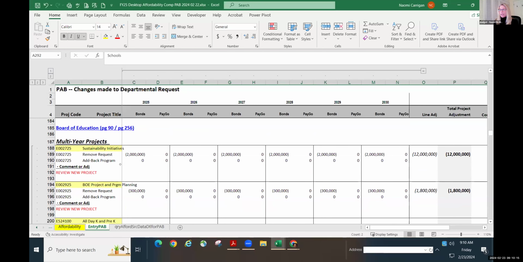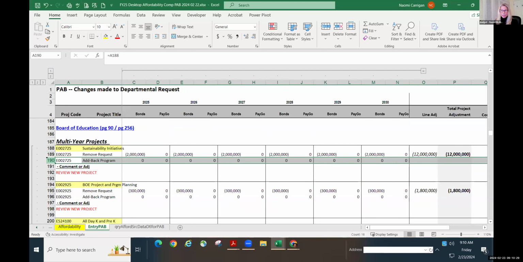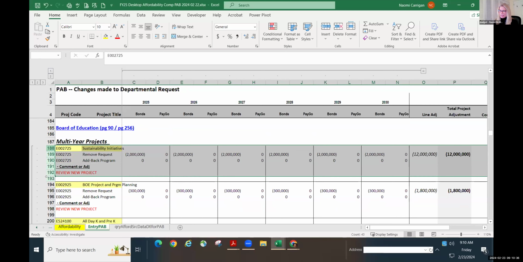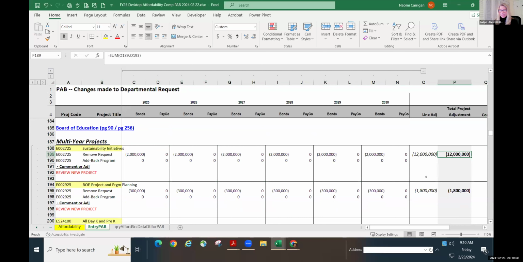And you can see here on this first section, we have a new capital project, the sustainability initiatives. And what this does here is it removes the request from affordability. And then it adds back the approved budget. And because this is a new capital project, there's nothing in there. So what this in essence is doing is it is taking $12 million of bonds out of that request. So that 505 has now gone down by $12 million.